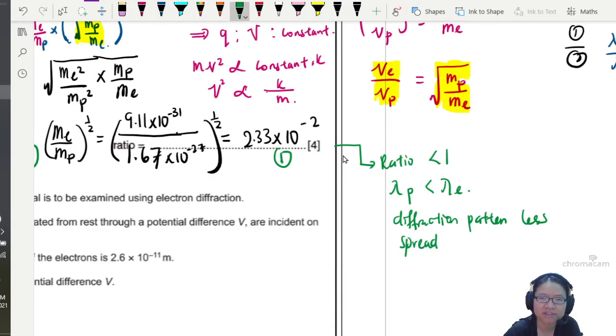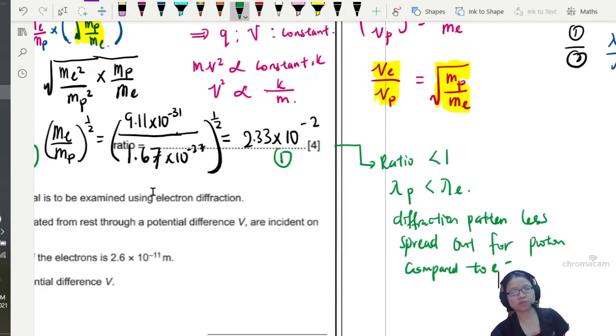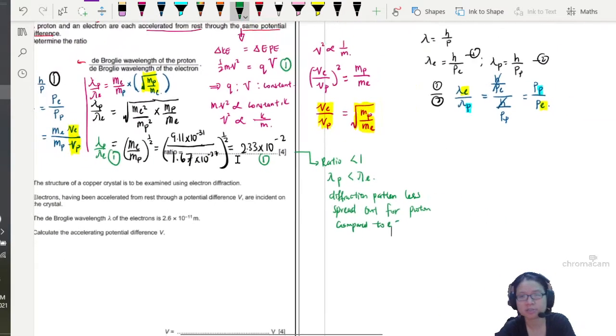If let's say you do the double slit or the carbon film electron gun electron diffraction experiment, the pattern is more spread out for electron, and less spread out for proton compared to electron. All right, so that's it for the question. It's not that difficult. It's a pretty classic one.